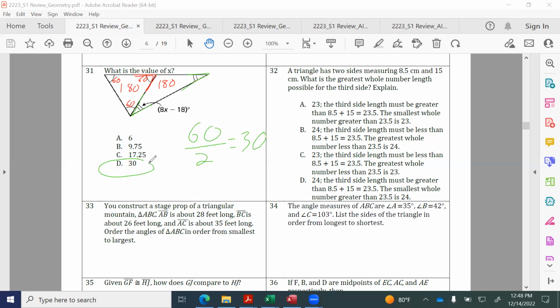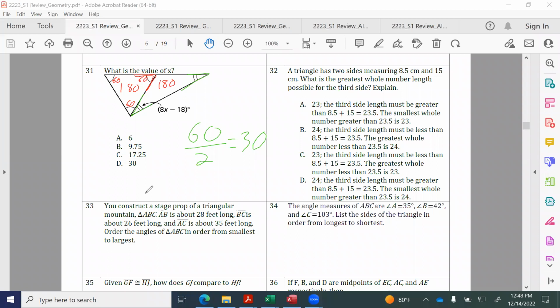Oops, went too far. I lied. Don't highlight that yet. So I get 30 for each of these angles. Huh? Yeah. Sorry, I went a little too far. I just said I went too far. So 30 is each of those angles.